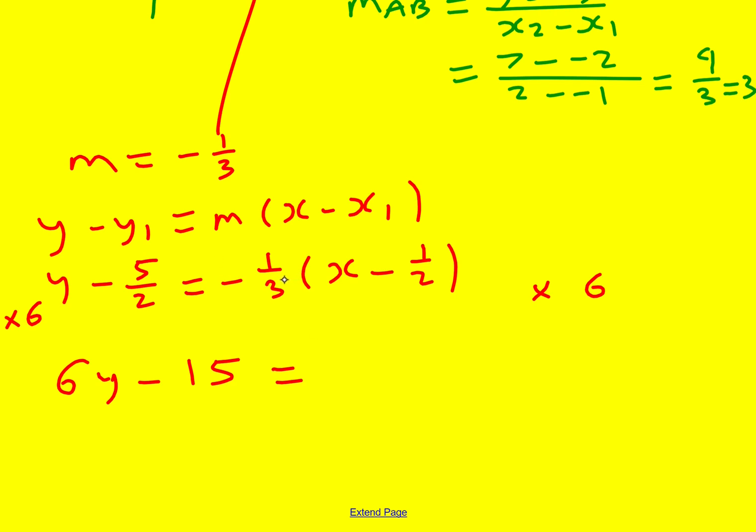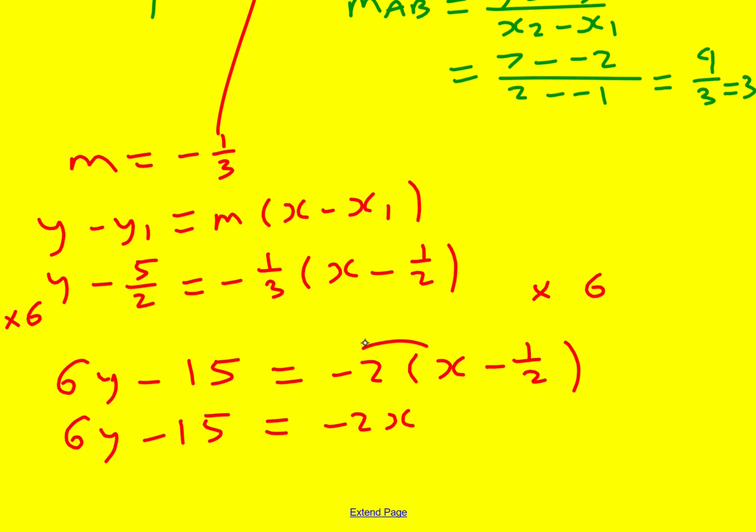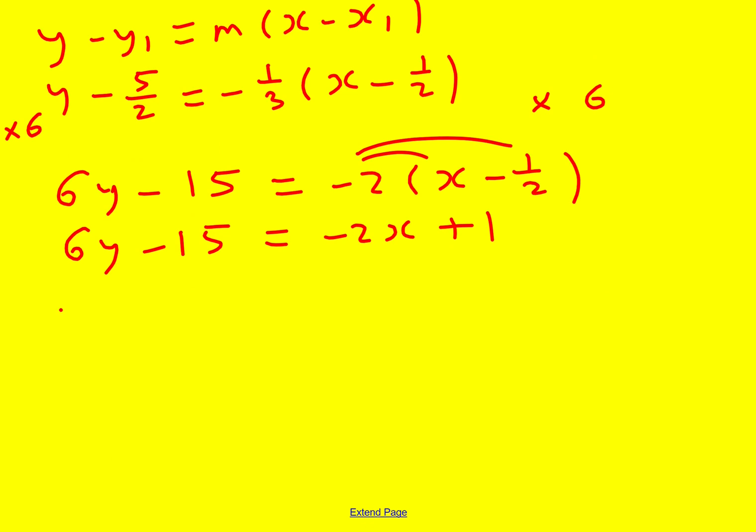And then minus 1/3 times 6. Well, 6 divided by 3 is 2, so it's going to become minus 2 x minus a half. And then minus 2 times x and minus 2 times minus a half. That's going to be a plus 1. We're nearly there. I'm going to add the 2x onto both sides, make them both positive. So 2x plus 6y minus 16 equals 0.